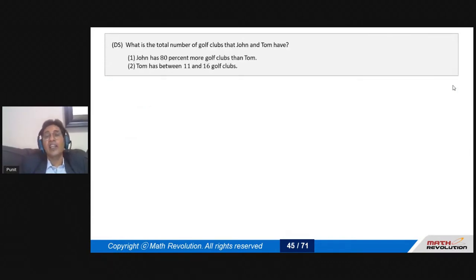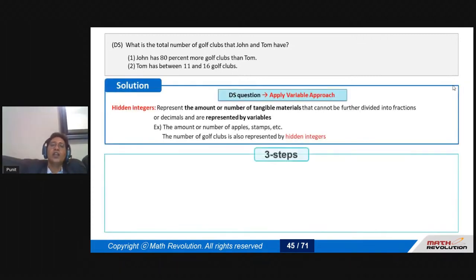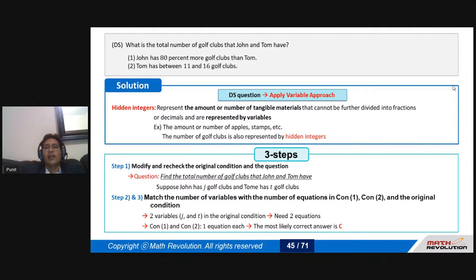Let's talk about another DS question now. What is the total number of golf clubs that John and Tom have? We're dealing with a total number of golf clubs, so we need a unique number here. Suppose we assign a variable, like John has J golf clubs and Tom has T golf clubs. So we need to find the value of J plus T. We're dealing with two variables here, J and T, and we need two equations. So possibly our answer would be C.